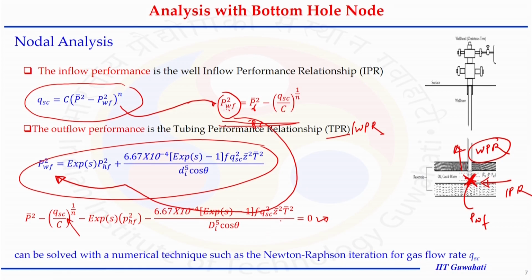Why is the iteration procedure required? You can see QSC is here, and QSC is here also, in both terms, as well as some other properties like, for example, compressibility, which is calculated at average pressure, that should be known.